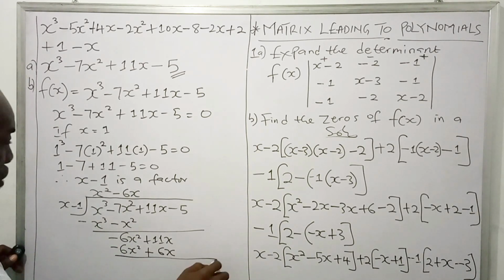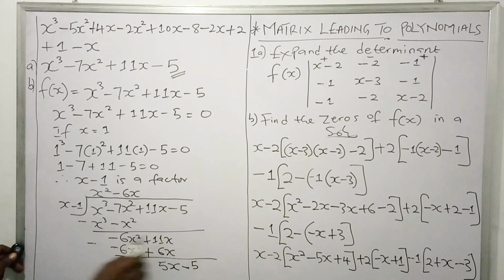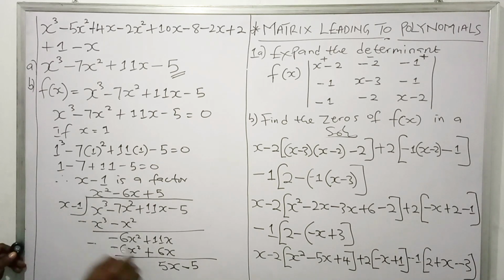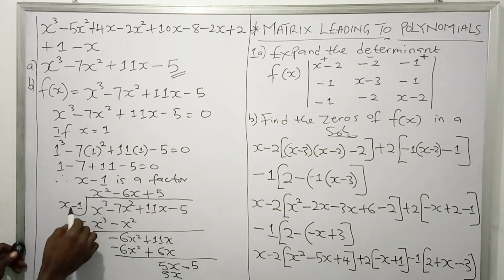Then overall again, we subtract. Minus minus becomes positive, so that will turn this to 0. So 11x minus 6x, 11 minus 6x will give us 5x. Then we drop the last dividend there, which is 5. We now have x divided into this. That will give us positive 5. Then 5 times x, that's 5x. 5 times minus 1, that's minus 5. So when we subtract everything here, it equates to 0.